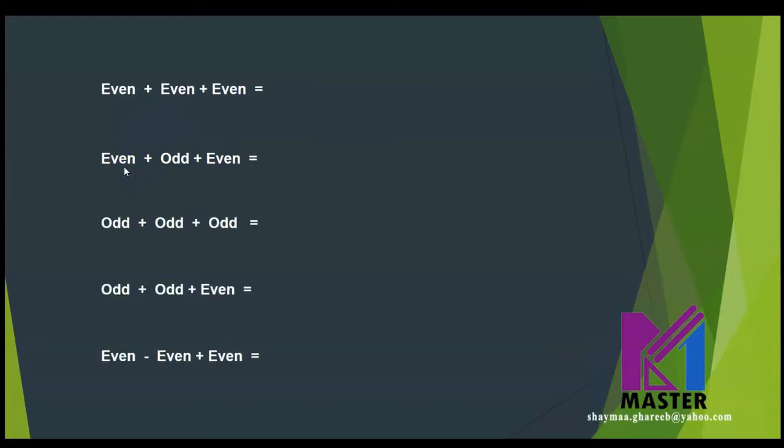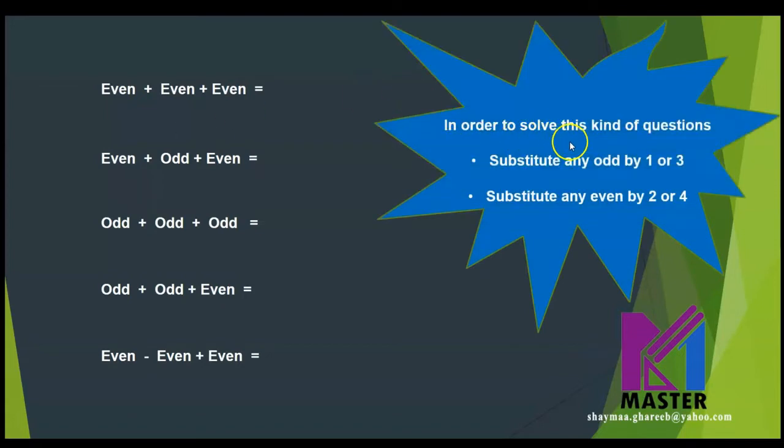So now look at this sentence, even number plus even number plus even number. We need to answer by the word even or odd. And here we have another sentence and another sentence. Let's see. In order to solve this kind of questions, substitute any odd number by 1 or 3. Substitute any even number by 2 or 4. For example, we have even plus even plus even. Let's assume that each one of them is 2. 2 plus 2 plus 2 equals 6. And 6 is even? Yes, it's even. So when I add 3 even numbers, the answer will be even.